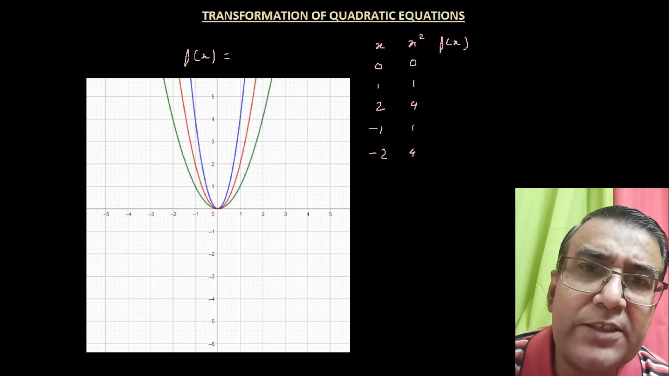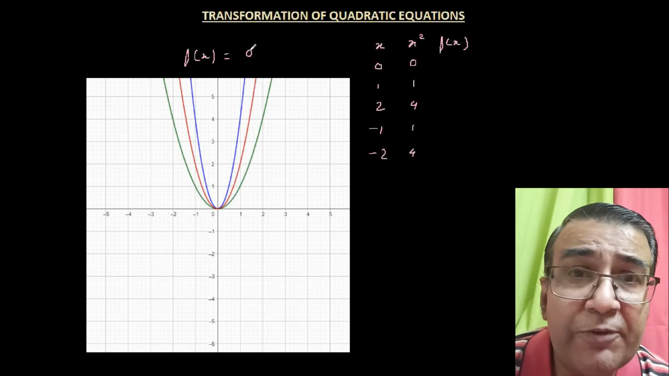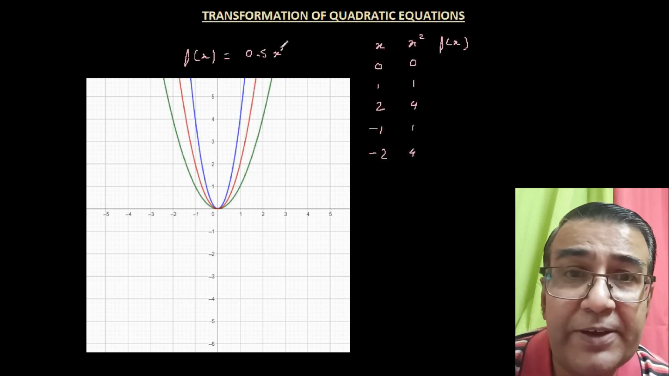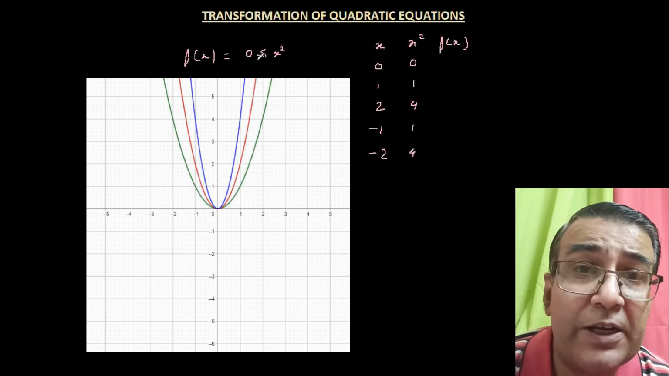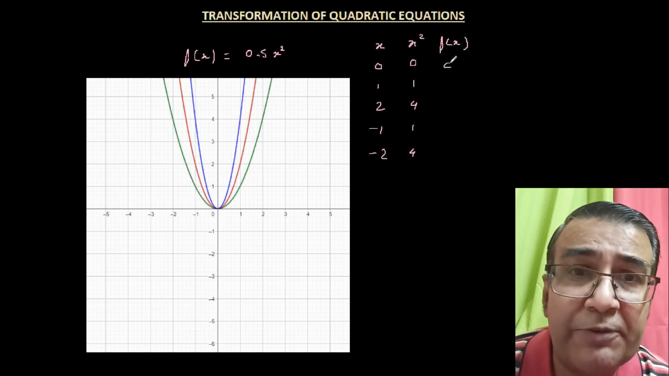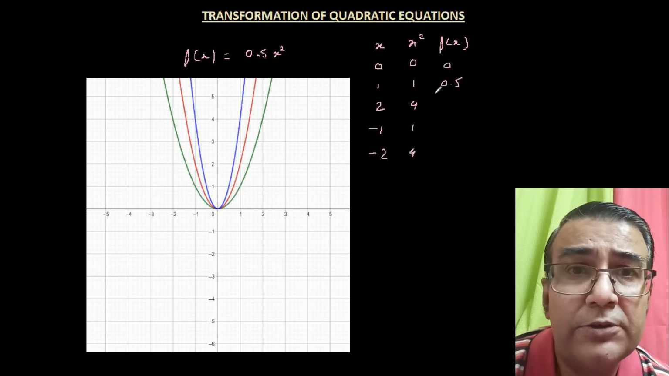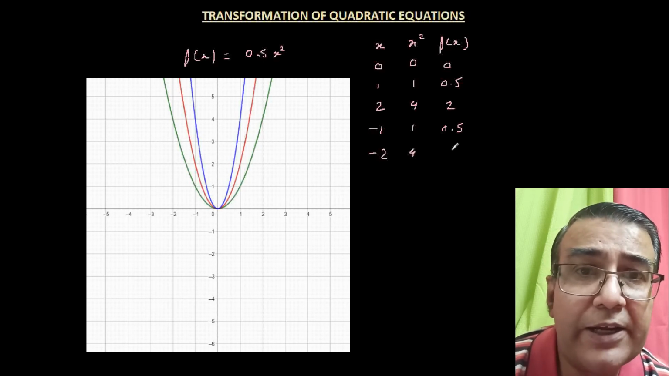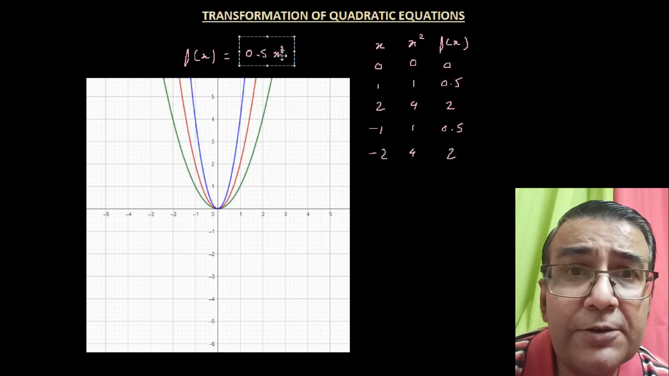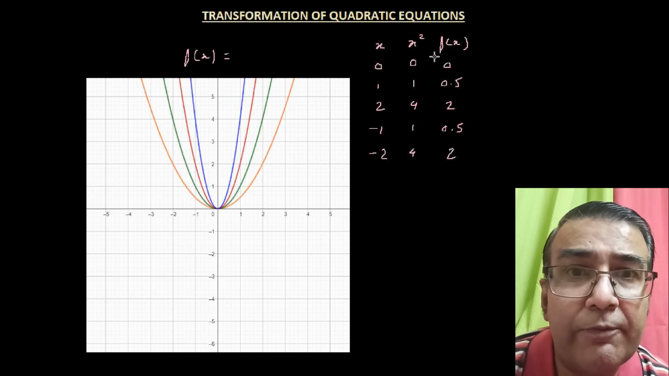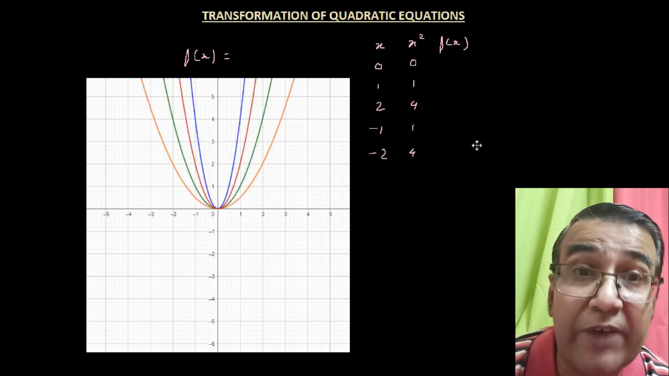But what if we take a smaller value? Why not take f of x as 0.5x squared? In that case, we are going to multiply each of these values by 0.5, so we get 0, 0.5, 2, 0.5, and 2, and the graph of that looks like this orange curve here. Well, this looks like it has become wider this time.